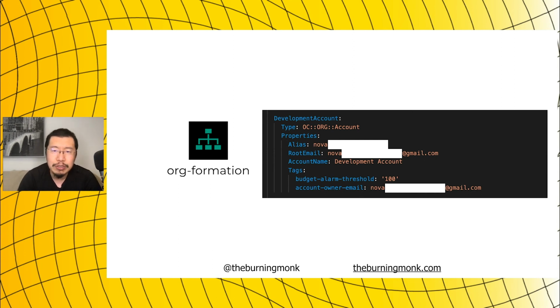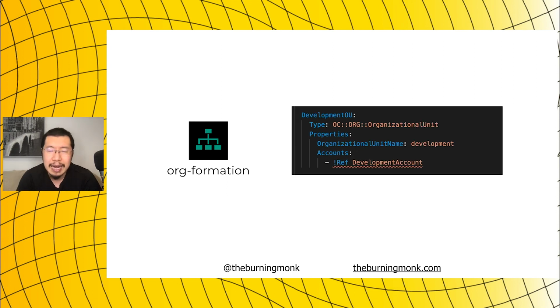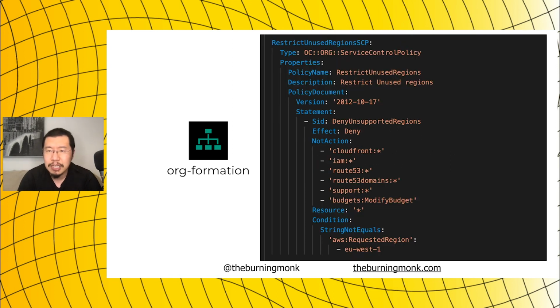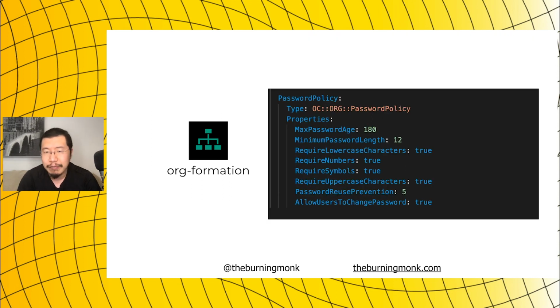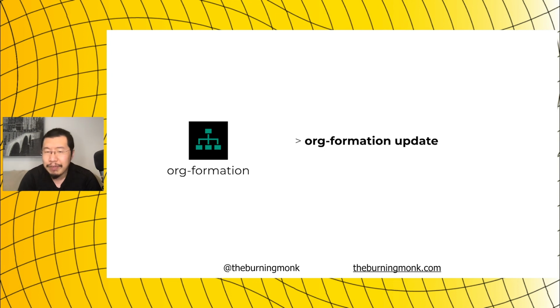And I'm able to provision a new account and set up a bunch of alarms with just a few lines of code. And I can attach these new accounts to org units, which I can, again, create in code. I can set up service control policies, in this particular case, to disable access to services outside of EU West 1. I can configure my password policy for my AWS users. And whenever I need to make a change to my entire organization or my landing zone, I just have to run one command to update my entire AWS organization.